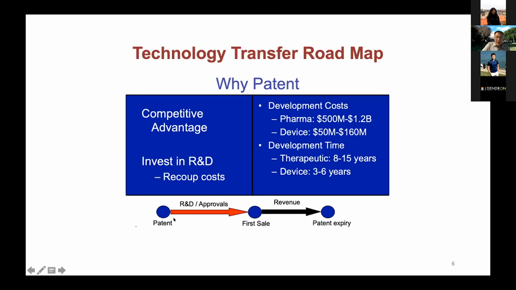So basically, from patent to first sale, we call it the R&D and approval stage. The revenue stage is from first sale to the patent expiration date, and sometimes it depends on how fast the R&D and approval process goes.